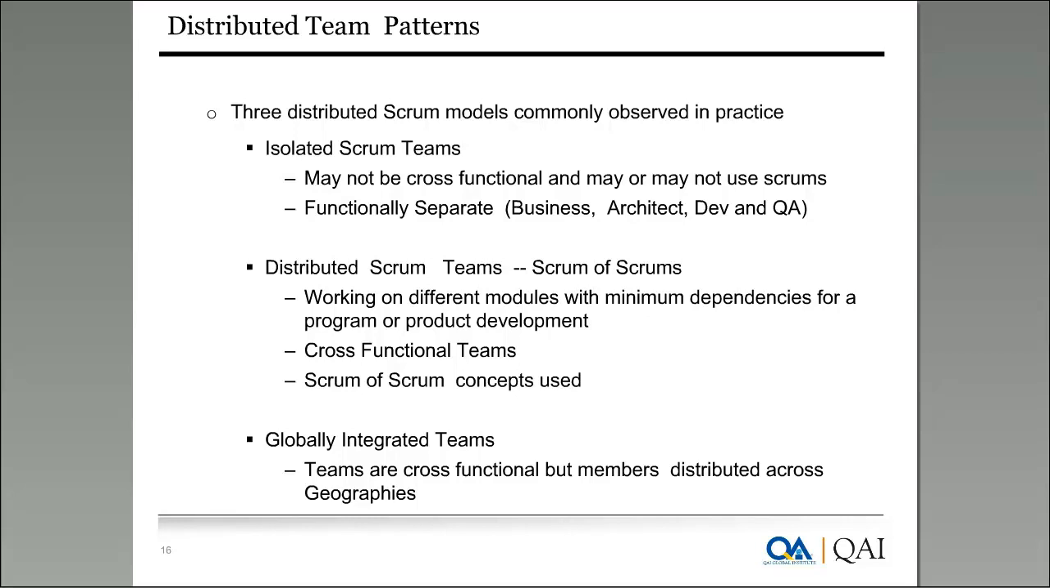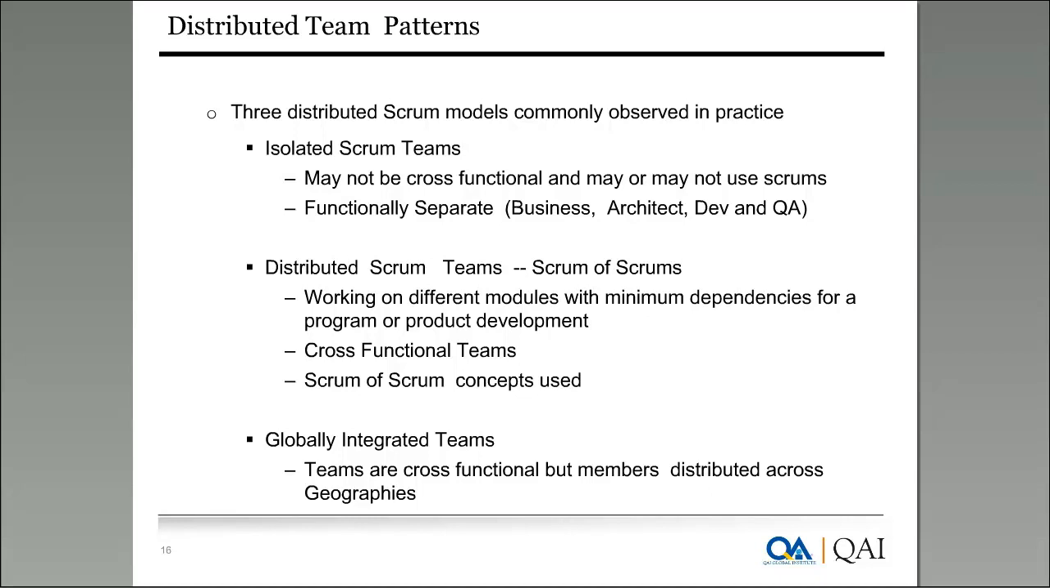The other one is called globally integrated teams. Here it is basically one team. What I mean by globally integrated Scrum teams is there is only one team. So the developers or testers within that team may be distributed across different geographies, and they will be working on one sprint backlog.